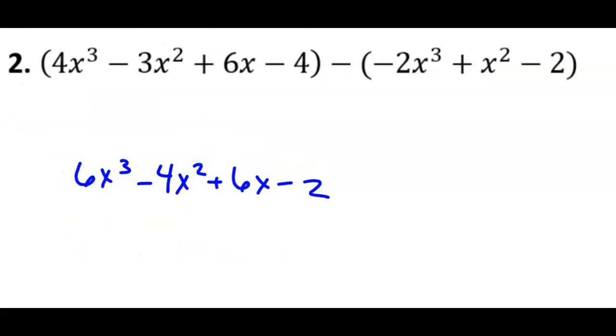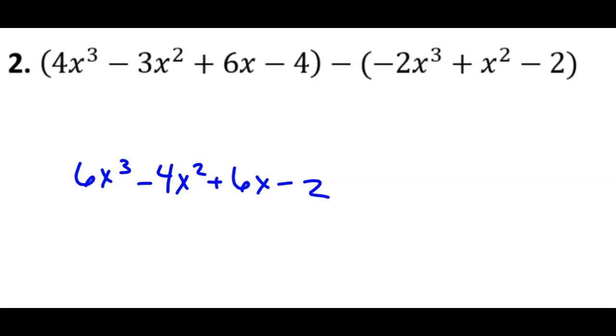Okay, for number 2, I got 6x cubed minus 4x squared plus 6x minus 2. If you have them in a different order, that's okay, as long as the negatives are negatives and the positives are positives. Do you have any questions on that problem? 6x cubed, negative 4x squared, plus 6x minus 2. Any questions on that problem? Which term do you have wrong? She got up to the 4x and then she got the rest wrong.